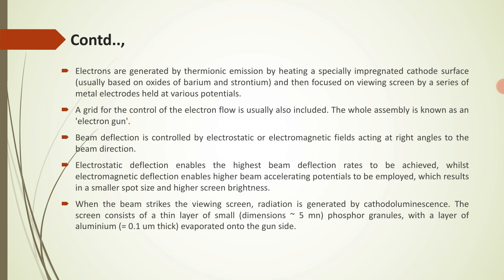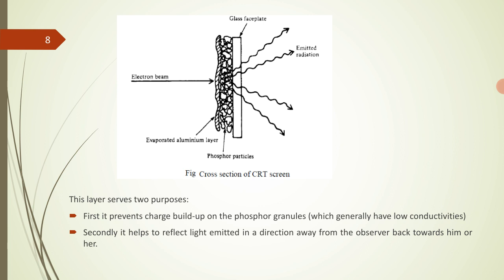Whenever a beam strikes the screen, radiation is generated by cathodoluminescence. The screen consists of a very thin layer of small phosphor granules with a layer of aluminium which is evaporated onto the gun side. This is the cross-sectional view of the cathode ray tube screen, which consists of the evaporated aluminum layer, phosphor particles and a glass face plate.